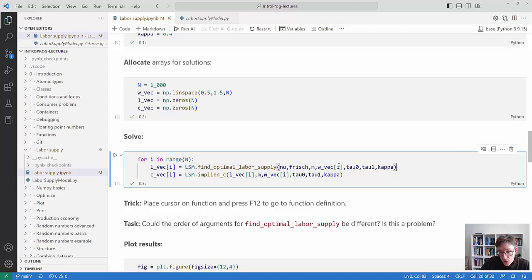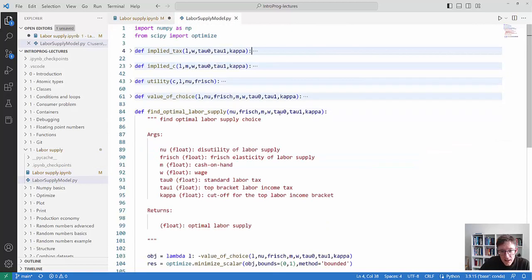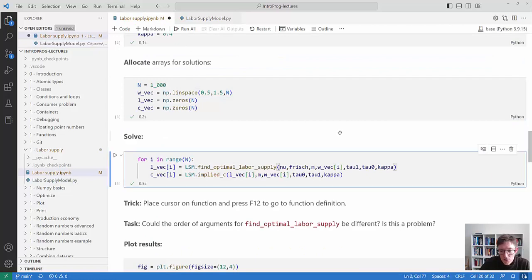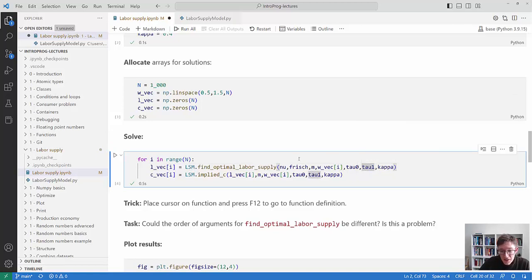So we could not change this order around, right? We would get the wrong result if I changed this around, because now the function in here would get the wrong argument. So I would use tau 1 for tau 0 and tau 0 for tau 1. So that just doesn't work. So it's important to keep the right order of the arguments. That in general shows that it's a problem with long lists of arguments, because you can easily make mistakes in that. So that should be avoided if we can.